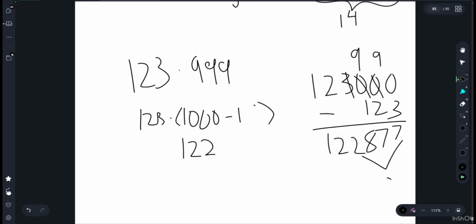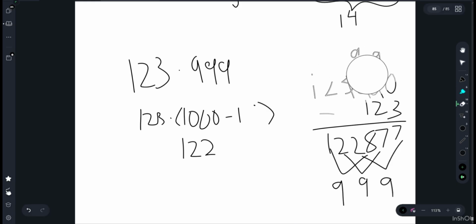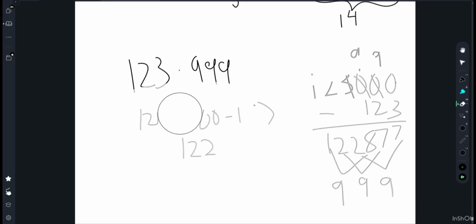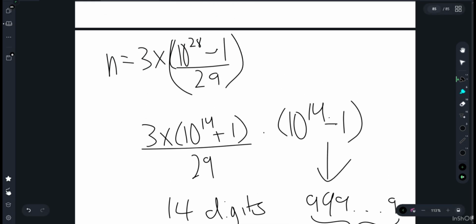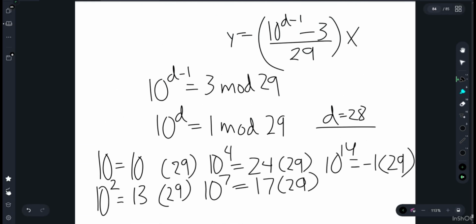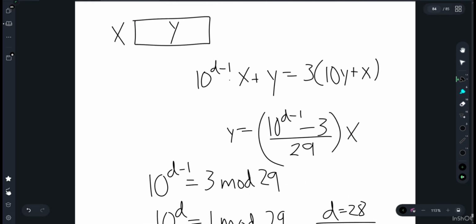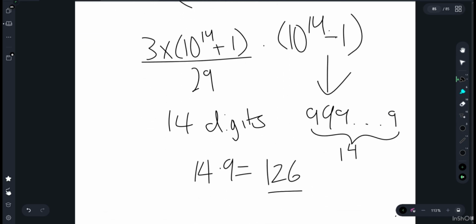And would you look at that? 1 plus 8 is equal to 9. 2 plus 7 equals 9. So these digits should all sum to 9. Each pair of digits should sum to 9. So the sum of this should just equal 14 times 9, or 126. And so, if d is greater than 28, then obviously the sum will scale accordingly. So 126 is going to be our answer.